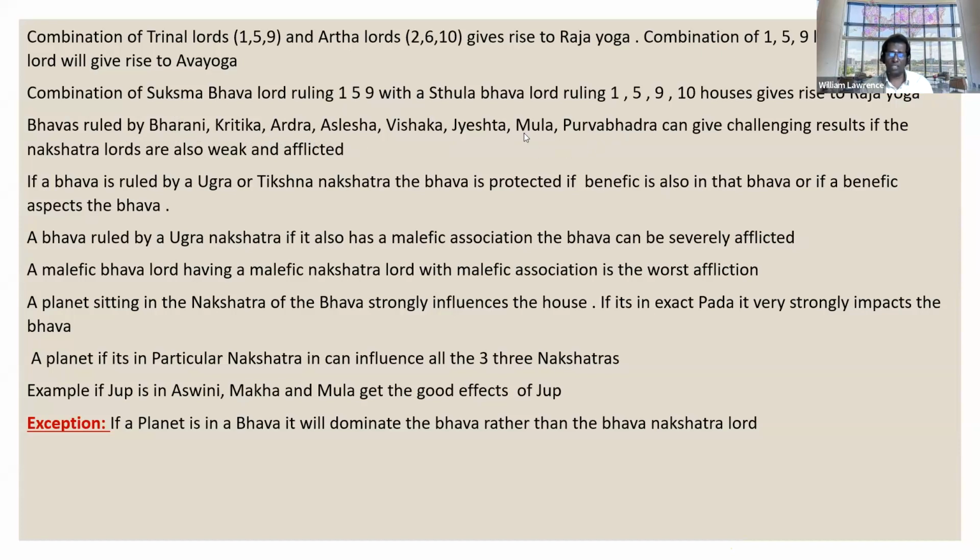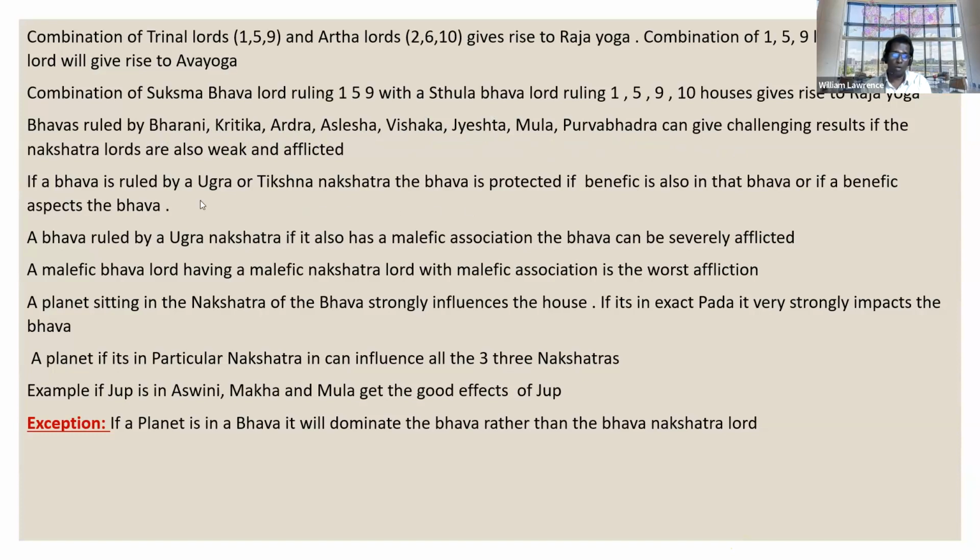I think the worst is Mula, followed by Purvabhadra. Bharani and Krittika are also okay. Aridra can be bad. So any bhava madhya falling in these is very delicate. It's not immediately bad, but if you have one more malefic sitting in it, it can be. Let's say you have the seventh house falling in any of these, especially seventh in Mula or seventh in Purvabhadra. This can be very difficult, especially if you have one more malefic sitting on it or aspecting it.